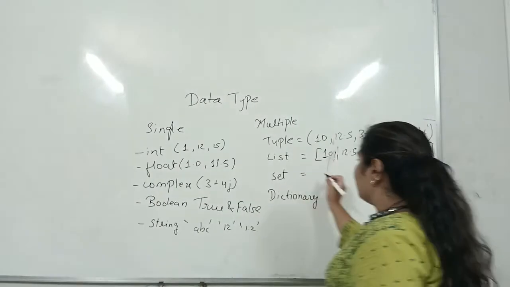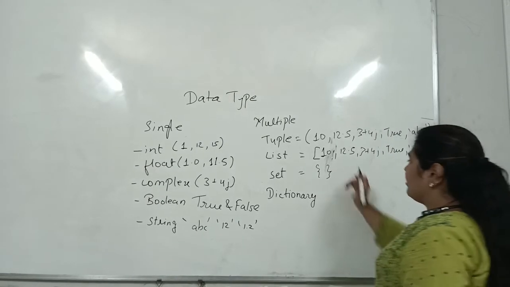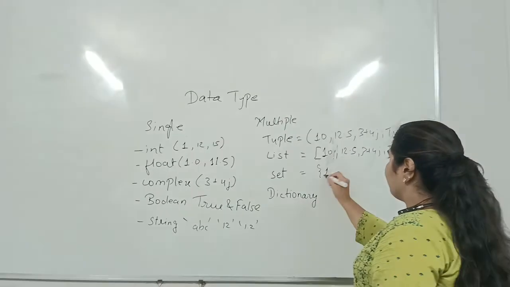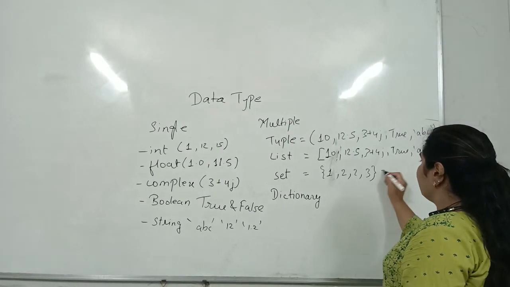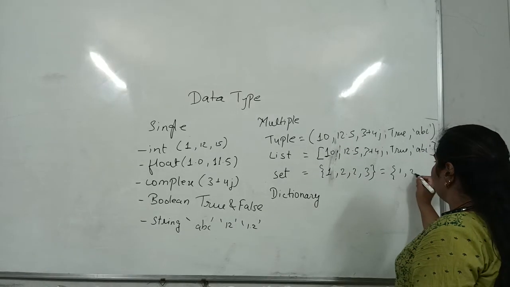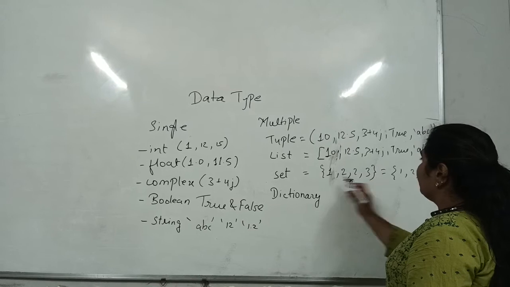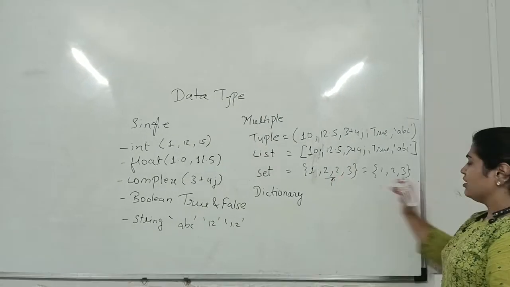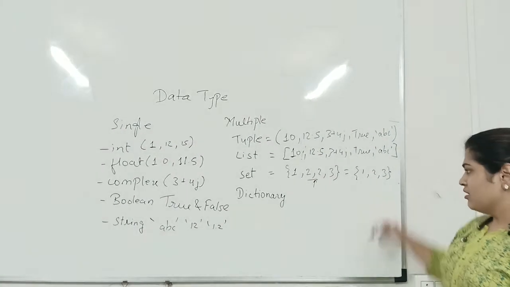Another is set. So set is stored in curly brackets, and the value inside it is a unique set of values. If I put in here 1, 2, 2, 3, the output it will give me is 1, 2, 3. So basically it will eliminate the repeated element in the set and give the unique set of values, that is 1, 2, 3. Here 2 is repeated twice, so it is written once.